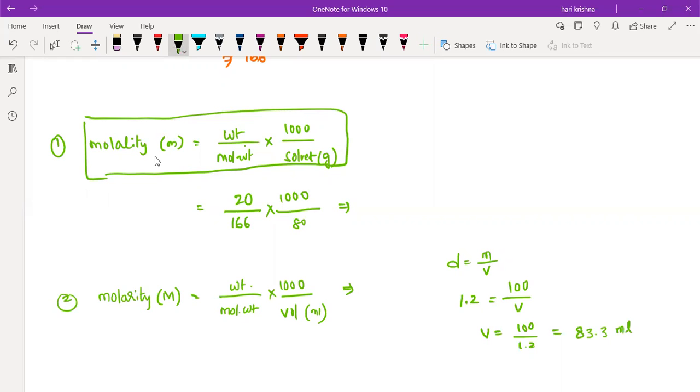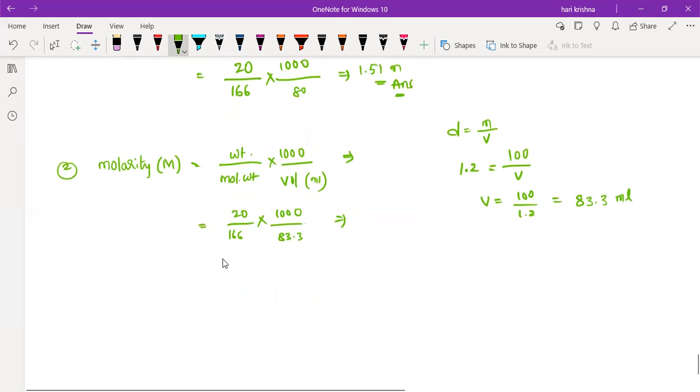Yes, sir. Okay. So we already know the weight of the solute. How much? 20. Molecular weight 166 into 1000 by 83.3. This you have to do. Did you get the first answer, the molality answer? 1.5 molal. Good. Okay. What about molarity? Find out the answer fast.